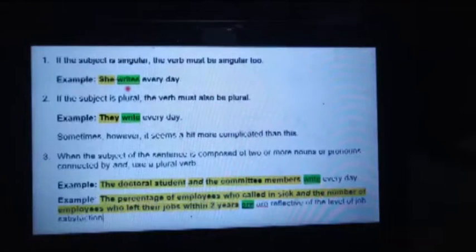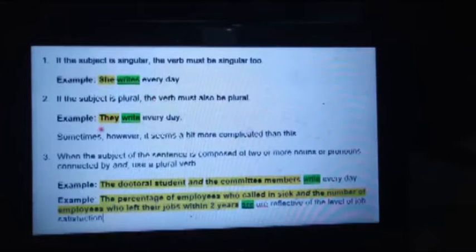From number 1, if the subject is singular, the verb must be singular too. The yellow one is the subject and the green is the verb. For example, she works every day. This subject is singular and the verb must be singular too. And this is the complement.